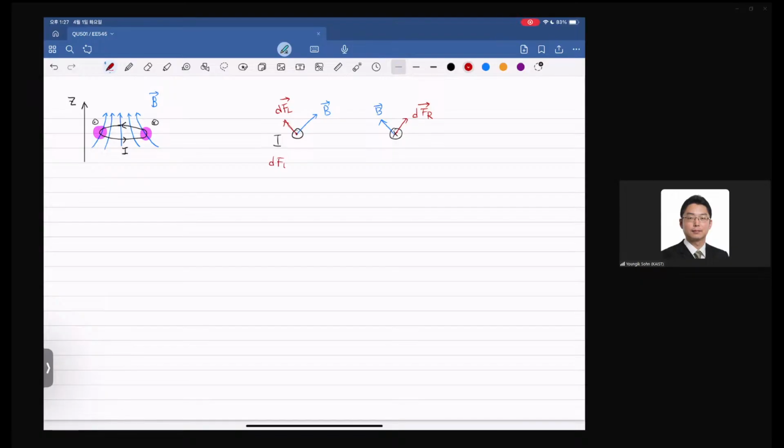So dF_L plus dF_R is going to be the net force. The reason I'm using d is because I'm thinking of that small segment of the left side and right side, but you can keep doing it all around the loop. So this one is along the Z direction. Okay, it's toward the plus direction.